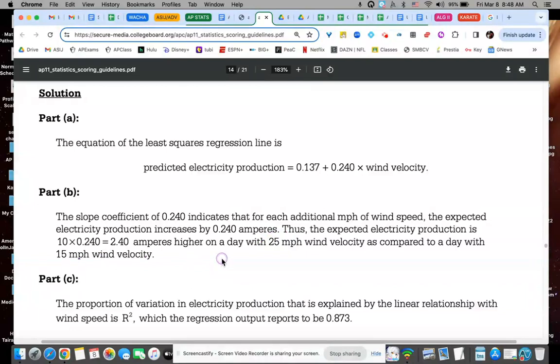You'd get the same answer if you actually just put in 25 and you put in 15 into your equation, get the two values. You'll see that when you subtract the two, you'll get 2.4 anyway. So it should be the difference, no matter how you did it.